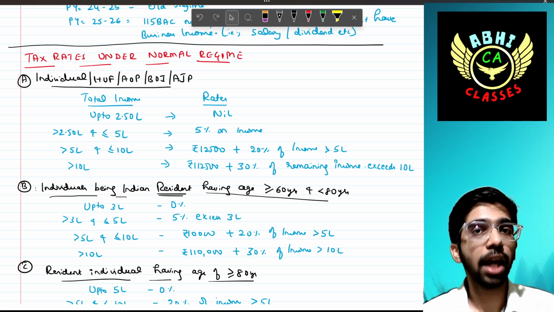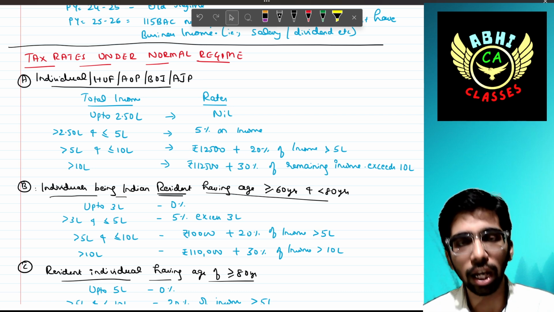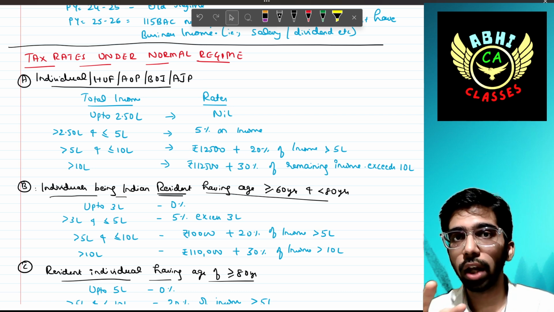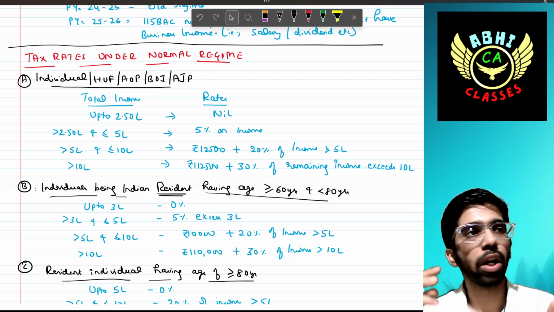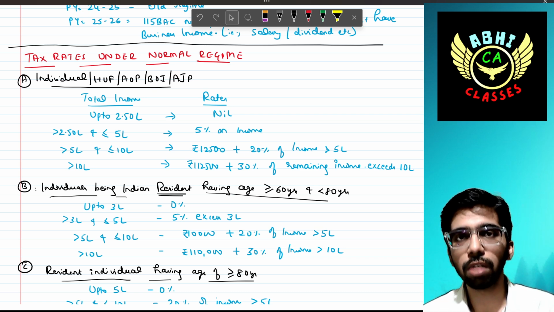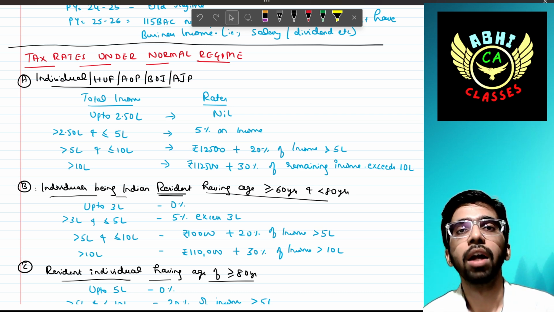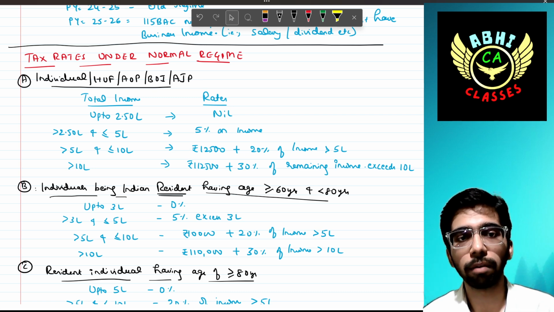If your income is above 10 lakh, for example 12 lakh, above 10 lakh means only 2 lakh, right? 2 lakh at 30% comes to around 60,000, I think. 60,000 plus 1 lakh 12,500. If you add those, that is 1 lakh 72,500 if I am not wrong. That is the tax amount that you need to pay.